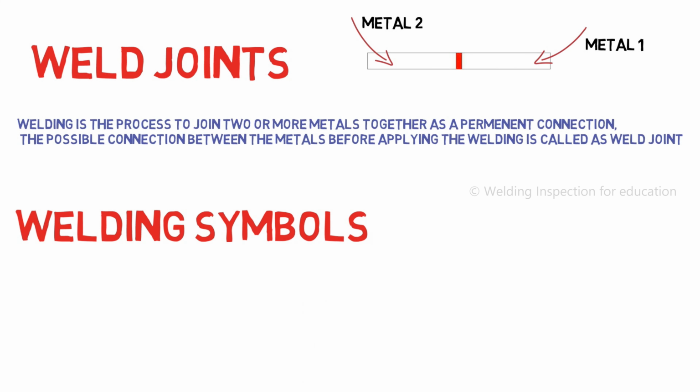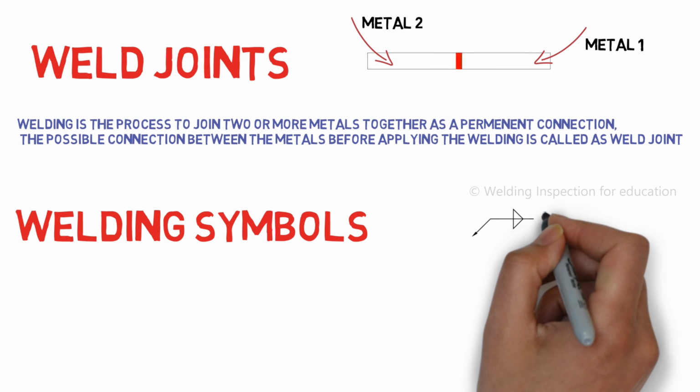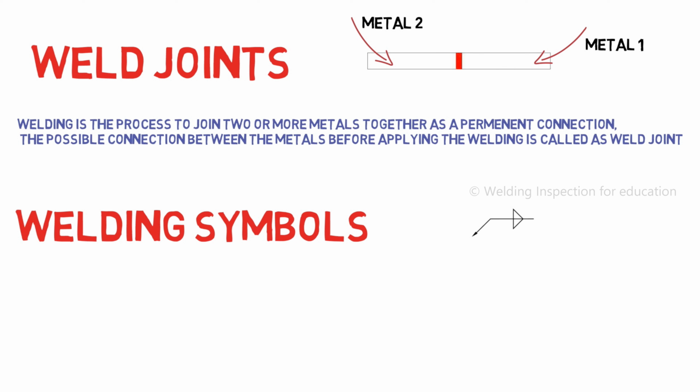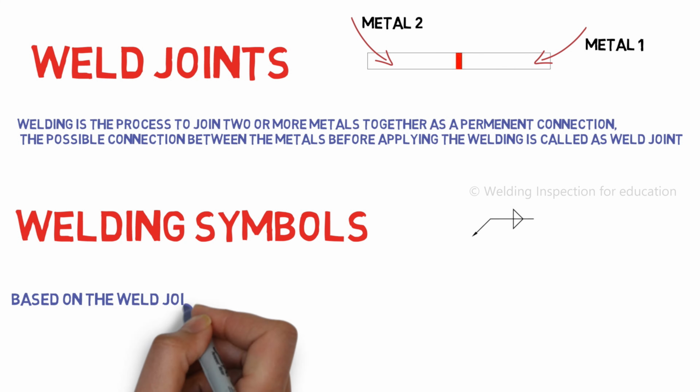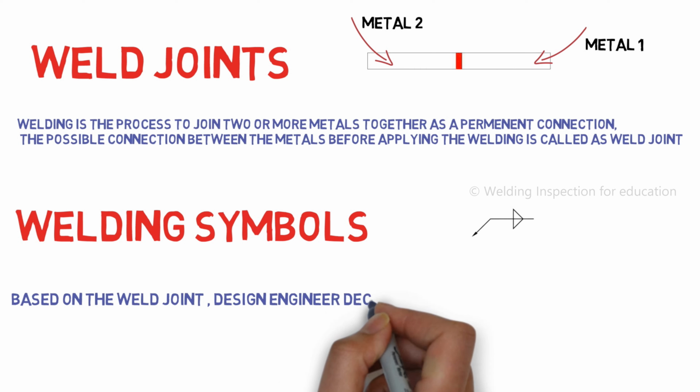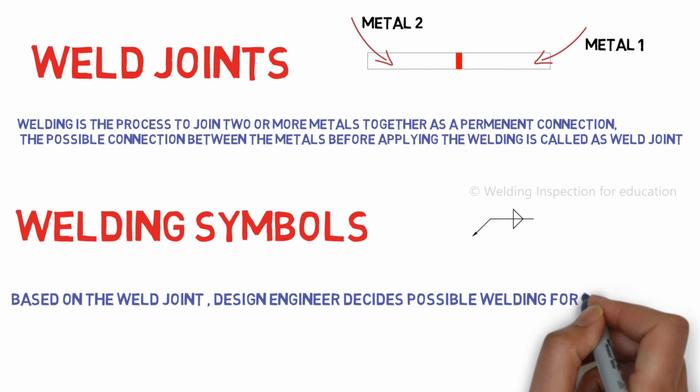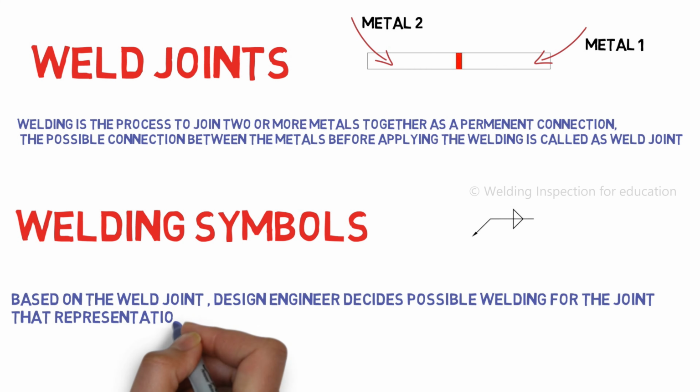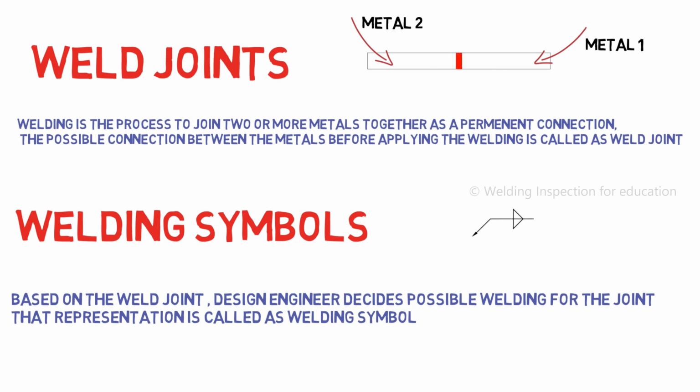Welding symbol. Based on the weld joint, the design engineer decides what type of welding he needs for that particular joint, and that representation of that design instruction is called the welding symbol.